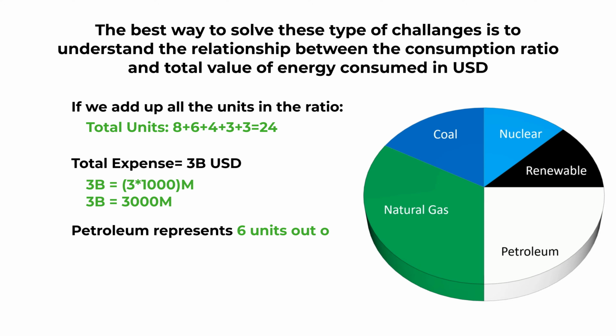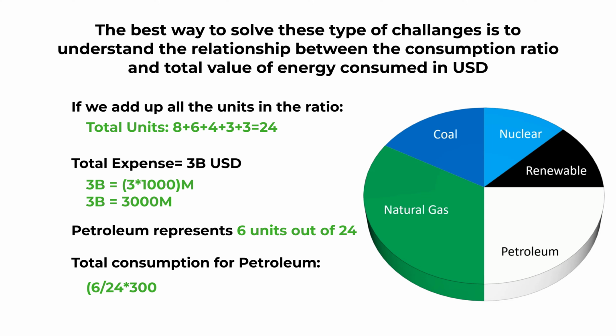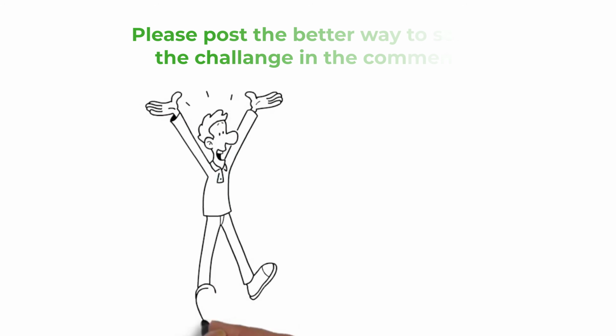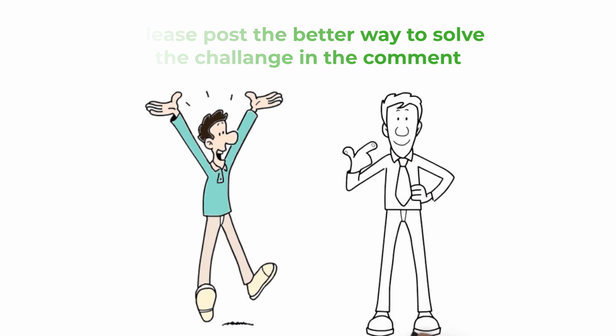Petroleum represents 6 units out of 24, so the total consumption of petroleum can be calculated as 6 divided by 24 multiplied by 3000, and we will get 0.25 multiplied by 3000, which equals $750 million. So the correct choice here is choice C, $750 million. Did you come up with the same answer? If you know a better way to solve this challenge, please make sure to post it in the comment section of this video.